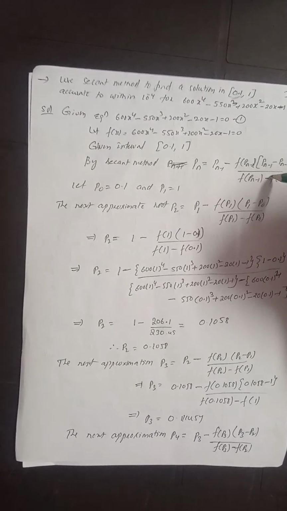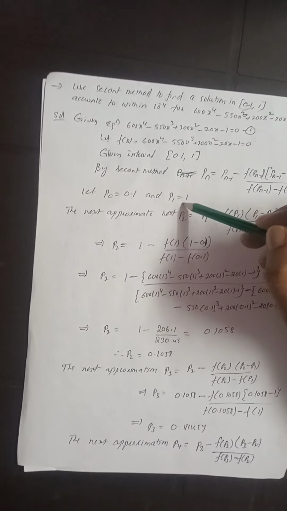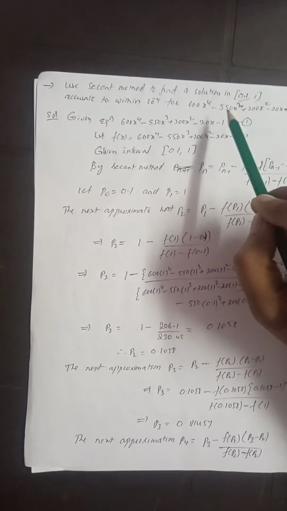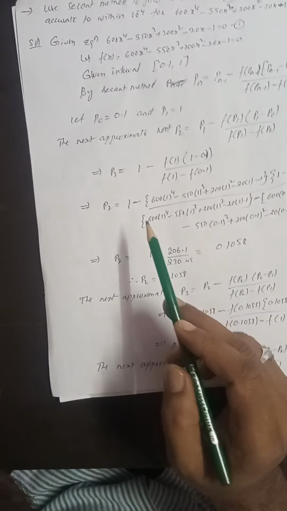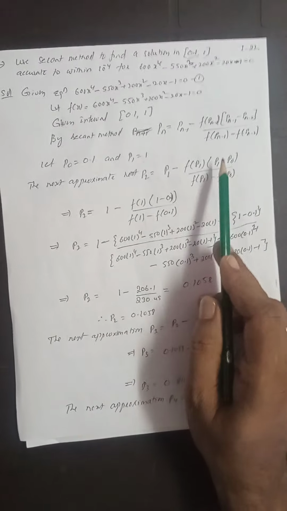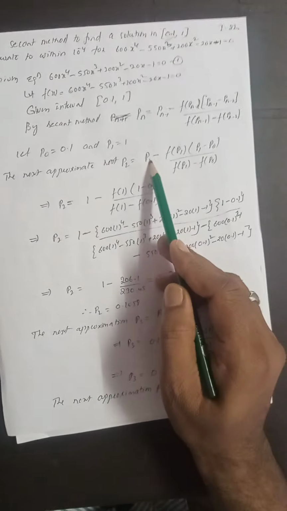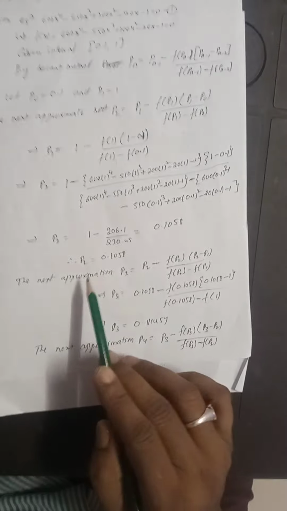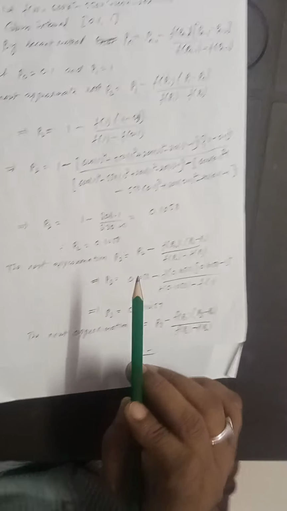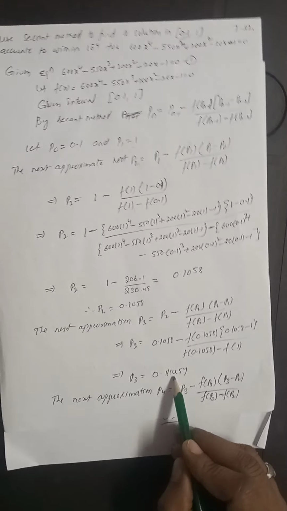Now the secant method formula is this one. We are choosing the first value as P0 and the last value as P1. We know that the root lies in between these two, 0.1 and 1. Now the same formula we are applying, that is P2 is equal to P1 minus f of P1 into P1 minus P0 by f of P1 minus f of P0. See, here the denominator is for the whole fraction, remember. Now we are substituting those values. It looks like a very big equation, but it is very easy. After simplifying, P2 is equal to 0.1058. Similarly P3 we are finding, again P3 is equal to 0.111457.